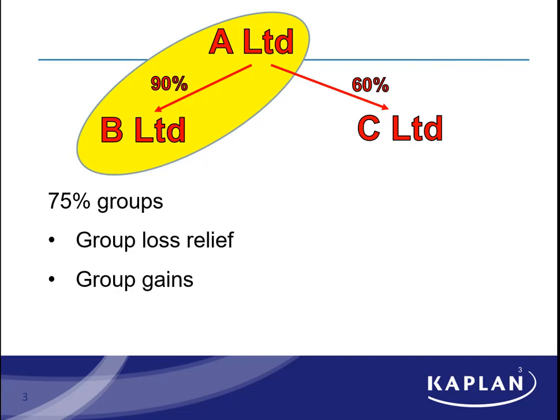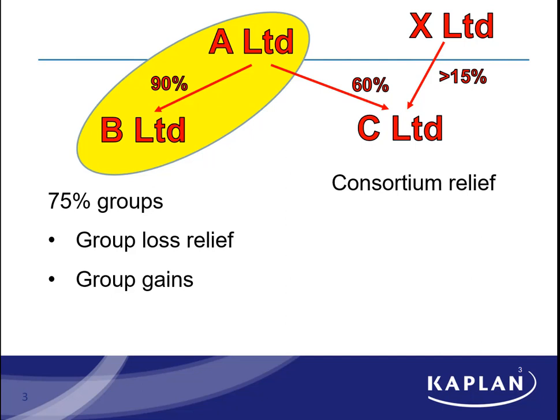Now, on the face of it, C Limited can't participate in any of this because it isn't 75% owned. However, there is a little thing that can kick in for C Limited. If there are other companies owning at least 15%, the significance there is you have to have companies owning in total at least 75% of C, then that opens the door to consortium relief. In which case, if we had a consortium, if C made a loss, A would be able to claim up to 60% of C's loss to set against A's profits.